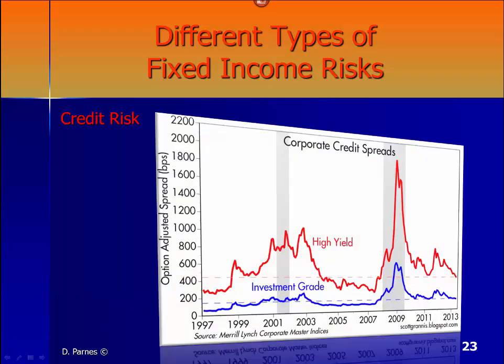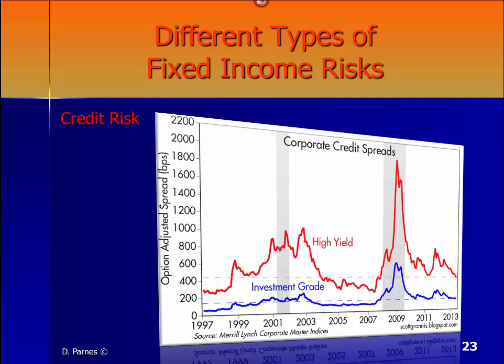Let's see historically what happened to corporate credit spreads in the US. Here there is a timeline from 1997 all the way to 2013. In the blue line you have investment grade bonds, and with the red line we track high yield or junk bonds, if you want. Low credit rating bonds are junk bonds. They are measured in basis points above the US Treasury bonds, okay?